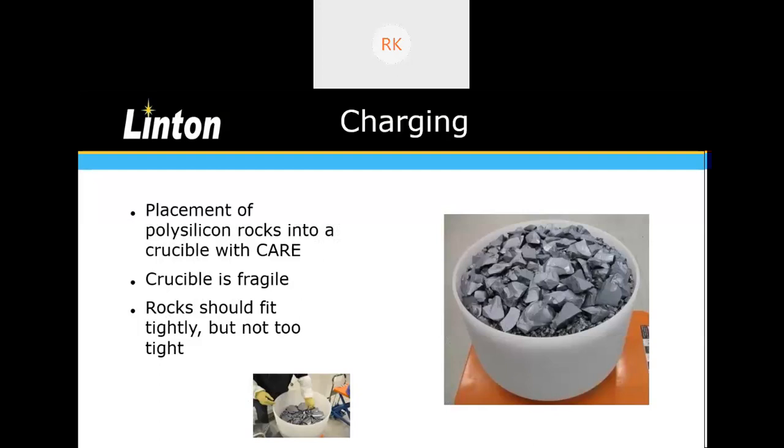Next. So there's a 10-step process in the manufacturing of a monocrystalline ingot. The first is charging. What we'll do is we'll take a quartz crucible, and we'll add rock silicon to it. The rock silicon will be added in various sizes from manufacturers like Wacker, Hemlock Semiconductor, or REC Silicon.